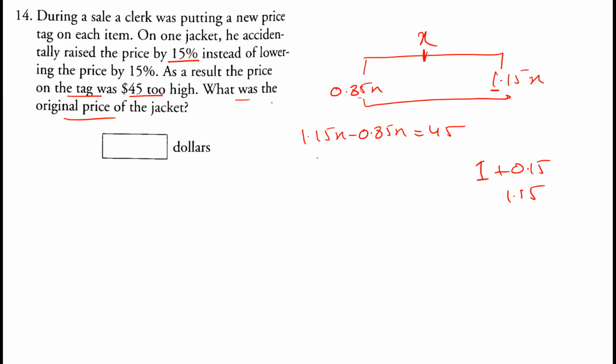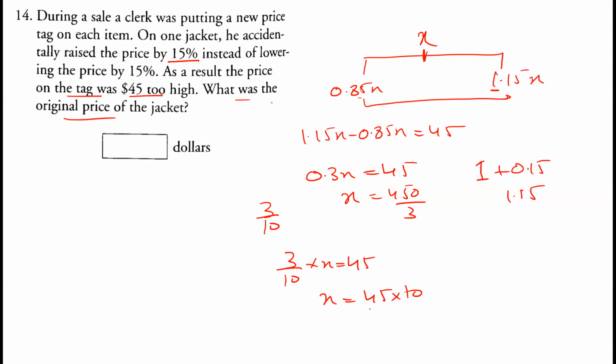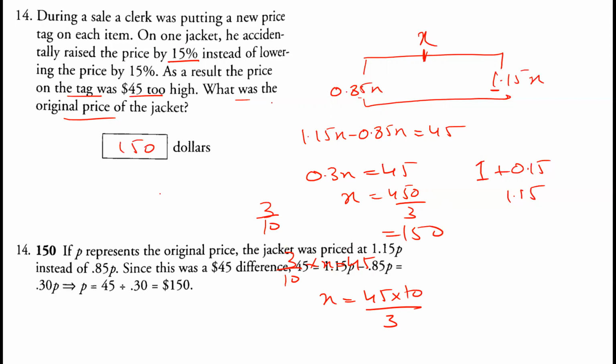Now we need to find out this x. So 1.15 minus 0.85 is 0.3, so 0.3x equals 45. x equals 450 divided by 3. Or we can write 0.3 as 3 over 10, so we can write this as 3 over 10 x equals 45. This x would be 45 multiplied by 10 divided by 3, or 450 divided by 3, and this would boil down to 150. So the correct answer is 150.